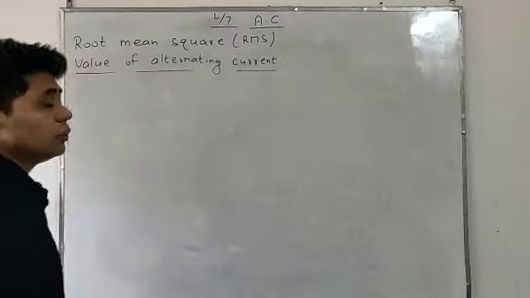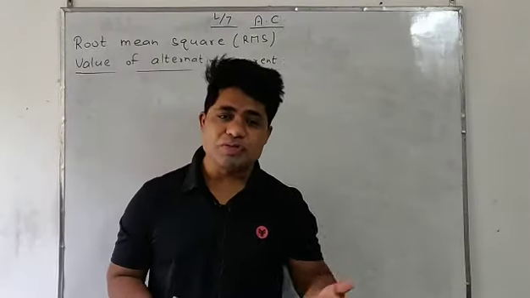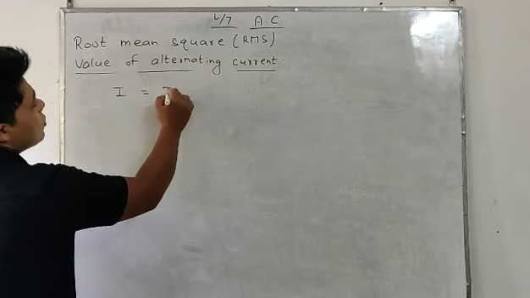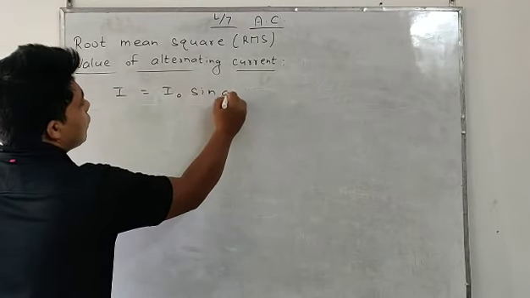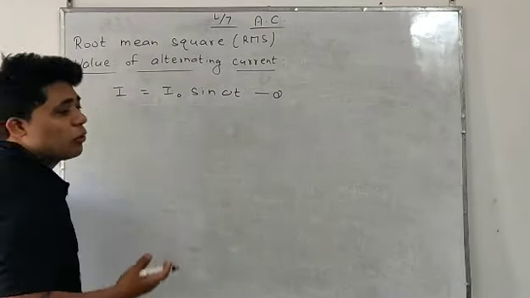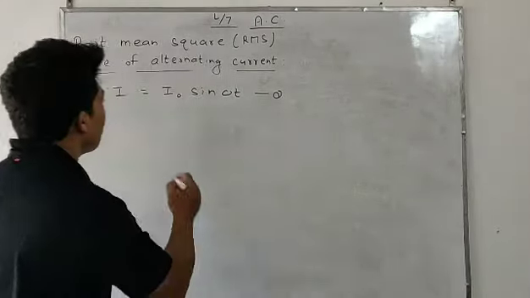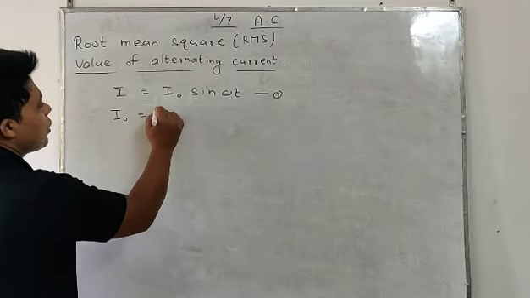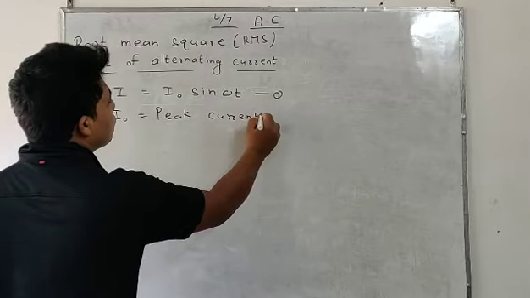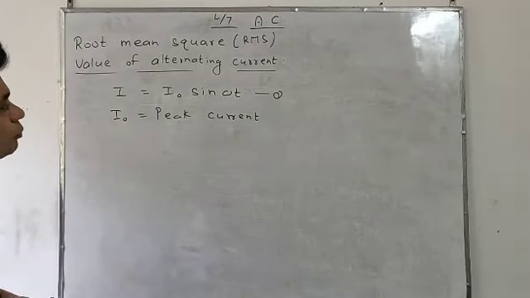Okay students, now we will find the RMS value of current. Look, students, what is alternating current? I equals I naught sine omega t. I is the alternating current, I naught is said to be the peak or maximum current of the alternating current, and omega t is said to be the phase angle.